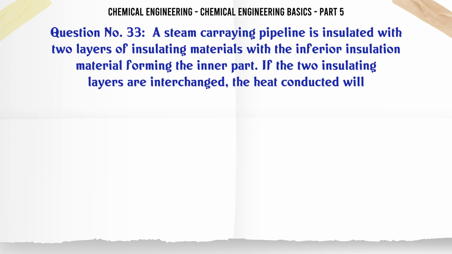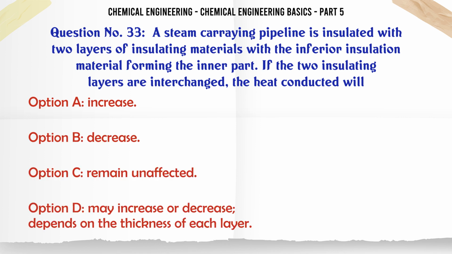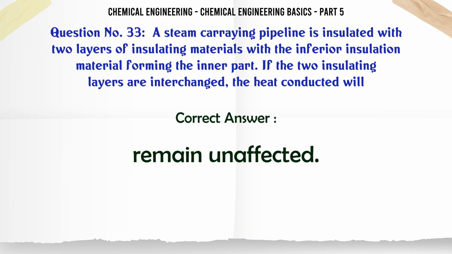A steam carrying pipeline is insulated with two layers of insulating materials, with the inferior insulation material forming the inner part. If the two insulating layers are interchanged, the heat conducted will A. increase, B. decrease, C. remain unaffected, D. may increase or decrease, depends on the thickness of each layer. The correct answer is remain unaffected.